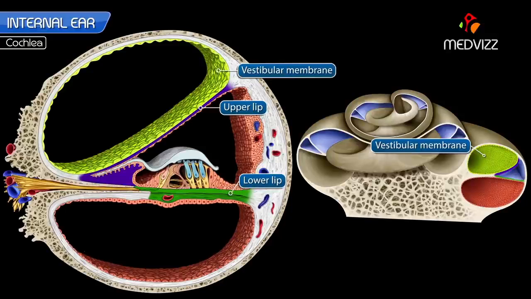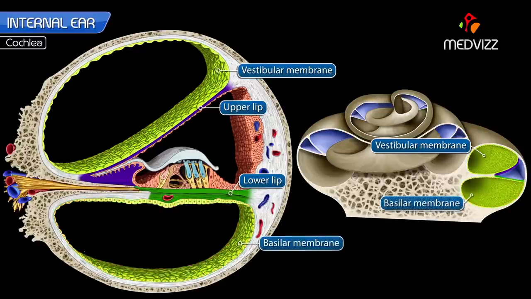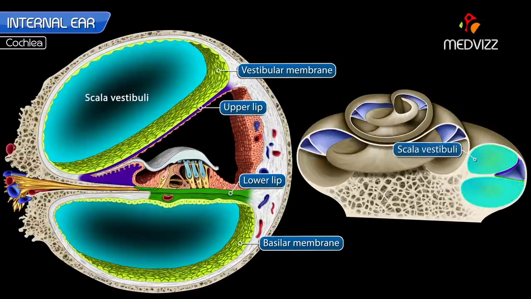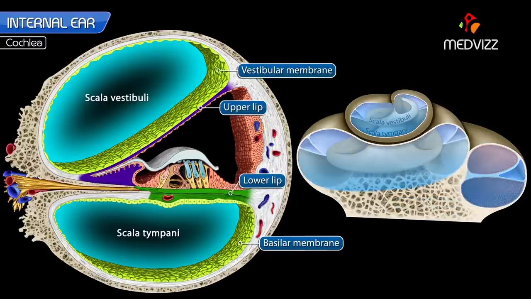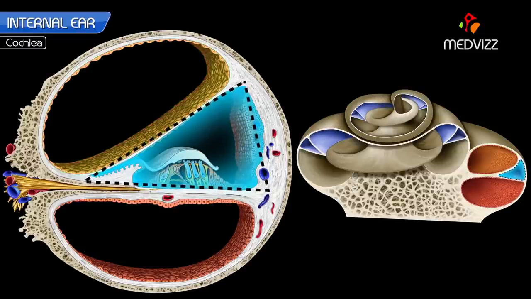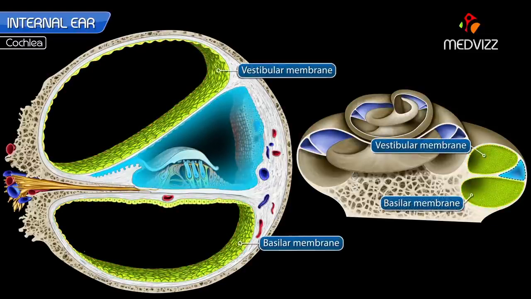The vestibular membrane extends from the upper lip of the lamina till the outer wall of the cochlea, while the basilar membrane extends from the lower lip of the lamina till the outer cochlear wall. This divides the cochlear canal into an upper part, known as the scala vestibuli, and a lower part, known as scala tympani. The scala vestibuli and scala tympani communicate with each other at the apex of the cochlea by a small opening called the helicotrema. The triangular area enclosed by the vestibular and basilar membranes in the outer wall of the cochlear canal forms the cochlear duct or scala media.